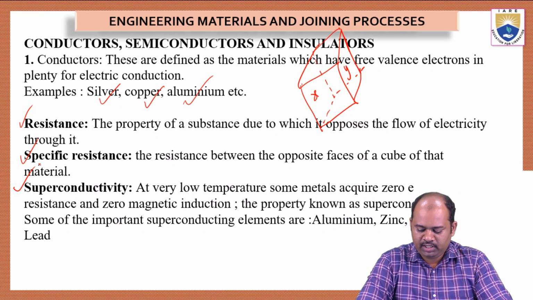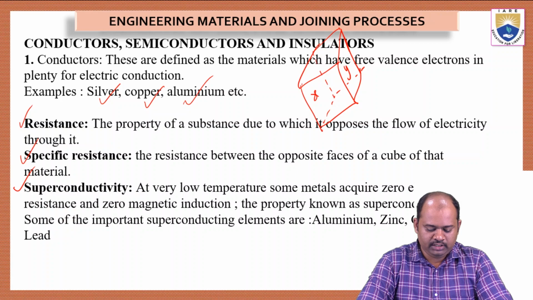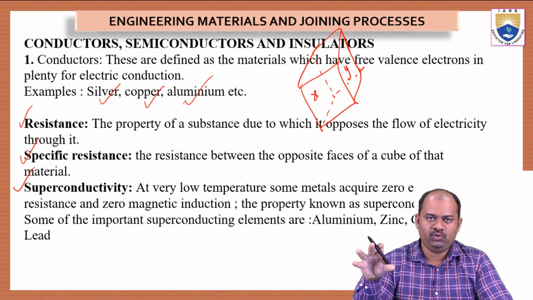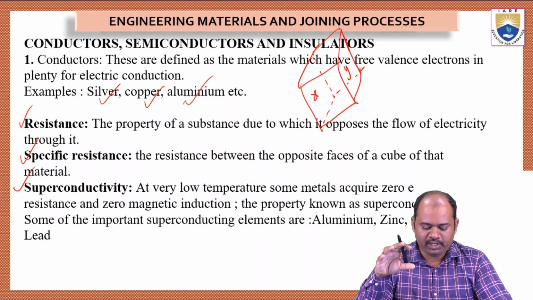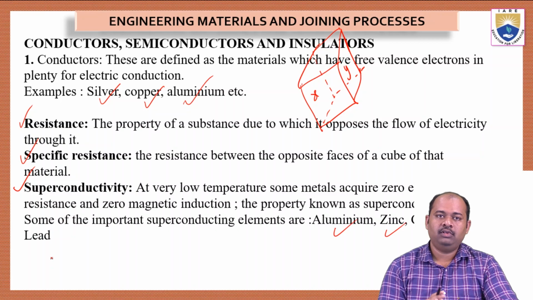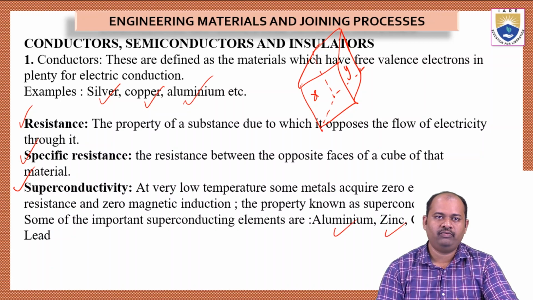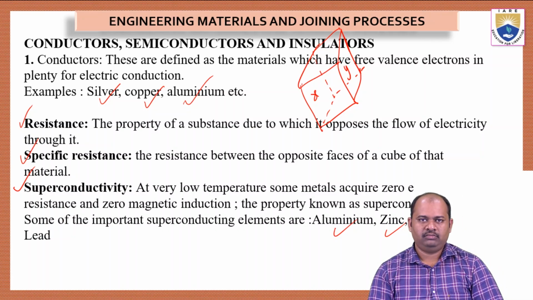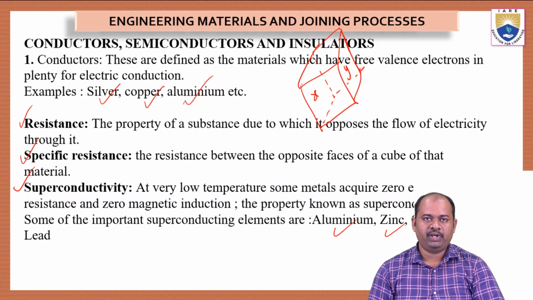And then superconductivity. At very low temperatures, some metals acquire zero electrical resistance and zero magnetic induction. So at very low temperatures, some materials will behave like perfect conductors. There is no magnetic induction also. So the property is known as superconductivity. Some of the important superconducting elements are aluminum, zinc, cadmium, lead. So these are some of the examples of superconducting materials where their resistance will be absolutely zero, so that they allow the complete flow of electricity through them.